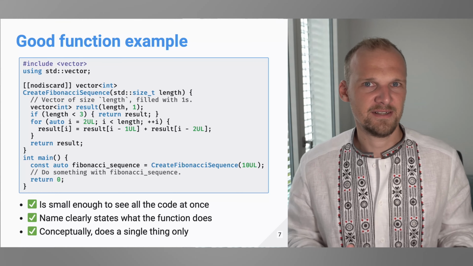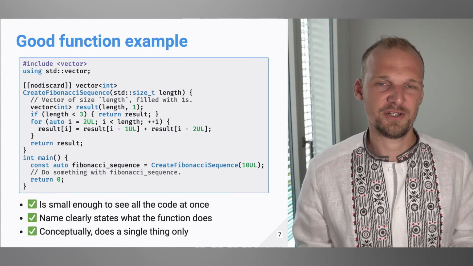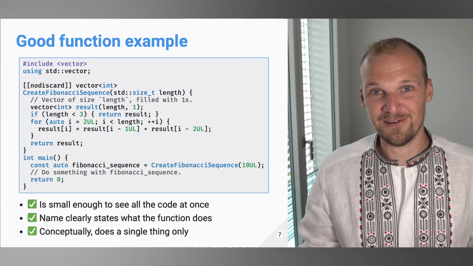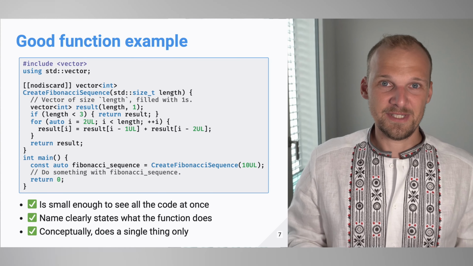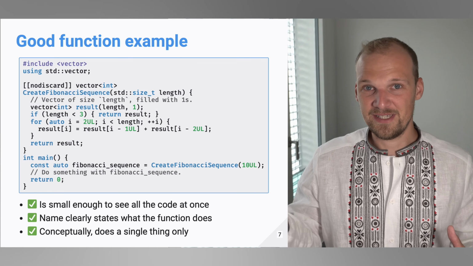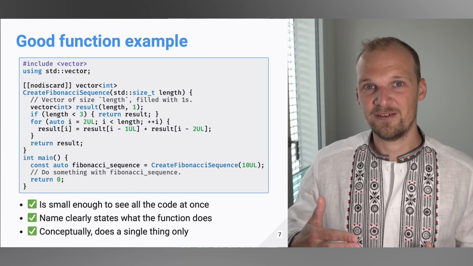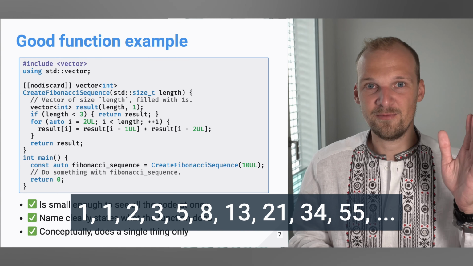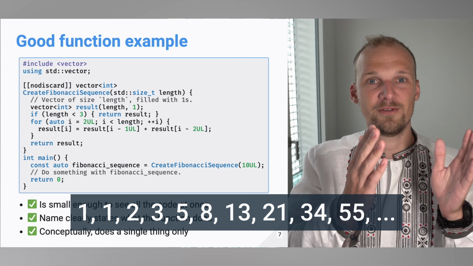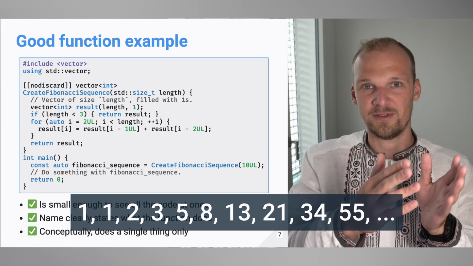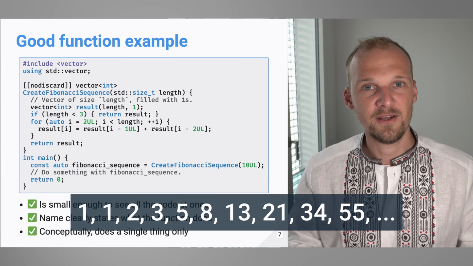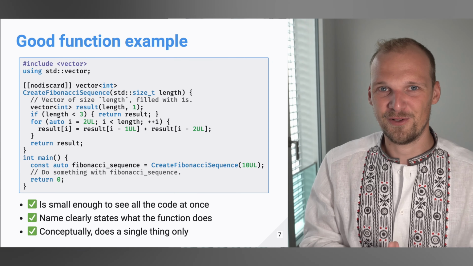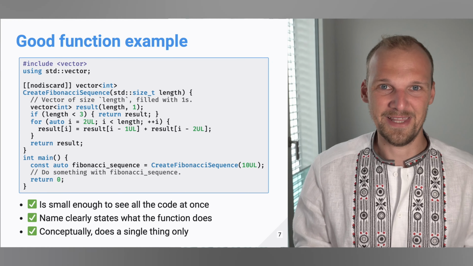So let's look at this function example, and I call it a good function example, but it's good enough. If you don't know what a Fibonacci sequence is, it's a very simple sequence of numbers where basically every next number is a sum of the previous two. So it goes like 1, 1, 1 plus 1 is 2, 2 plus 1 is 3, 3 plus 2 is 5, and so on. Right? I will leave a link in the description of what a Fibonacci sequence is if you don't know what that is.